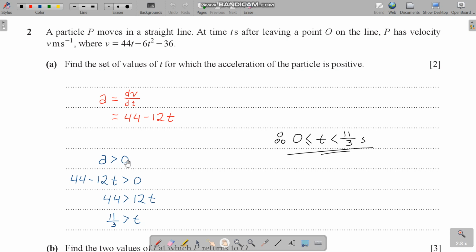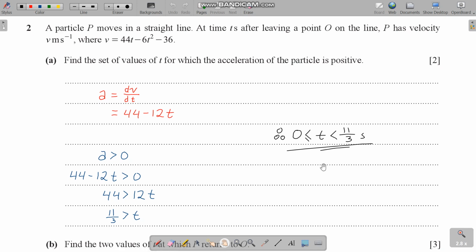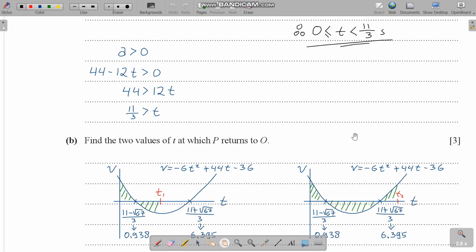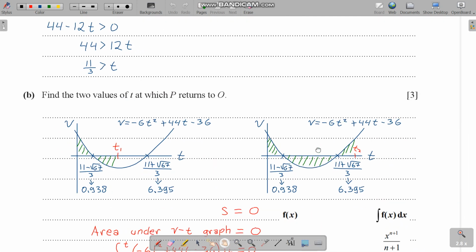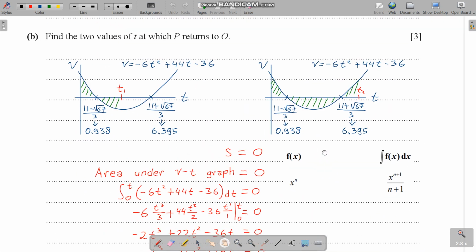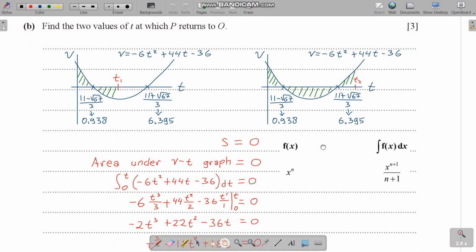So a is greater than 0: 44 minus 12t greater than 0. Add 12t to both sides, divide both sides by 12, we get t is less than 11 over 3, so the t must be from 0 to 11 over 3. Two values of t at which P returns to O.